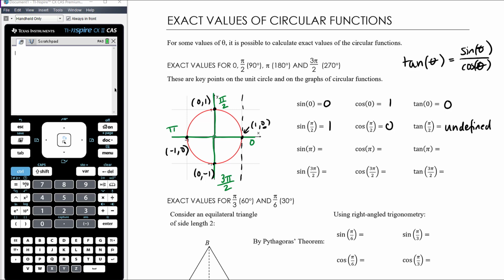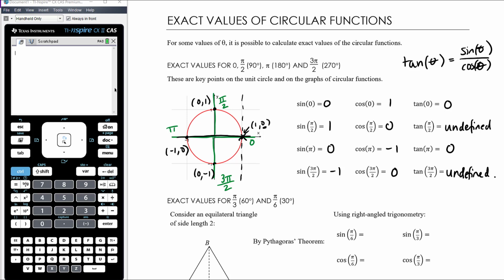Undefined. Okay, sine of pi, so round here at 180 degrees, the coordinates of the point are negative 1, 0, so sine is the y coordinate, that is 0. Cos is the x coordinate, that is negative 1. And at pi, if we extend the line out to meet with the tangent, we can see that tan is 0. Again, doing the division, sine value divided by the cos value, 0 divided by negative 1 is 0. Then at 3 pi on 2, the coordinates are 0 and negative 1, and the y coordinate, therefore, sine of 3 pi on 2 is negative 1, cos is 0, and tan is undefined again because we are parallel to the tangent.